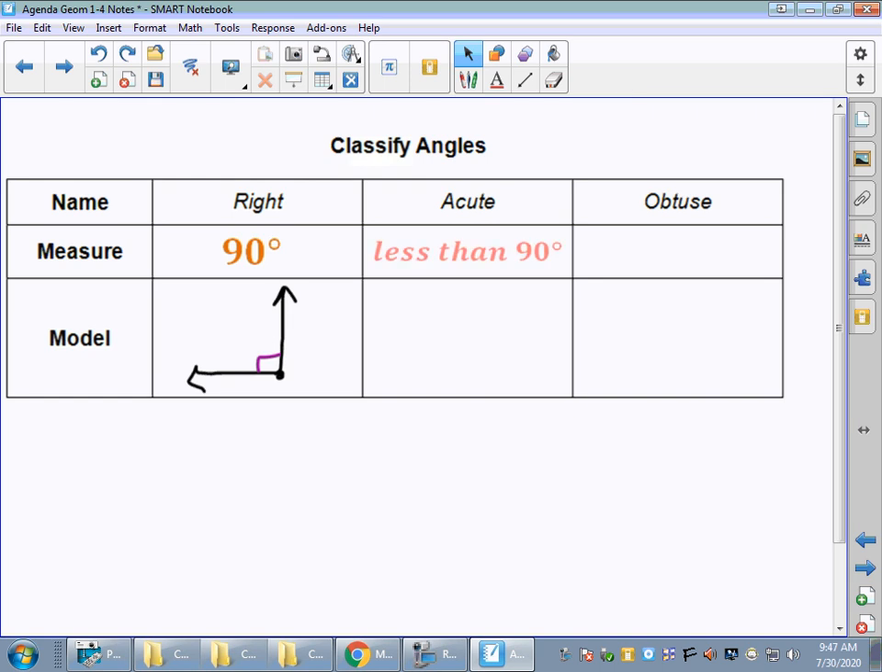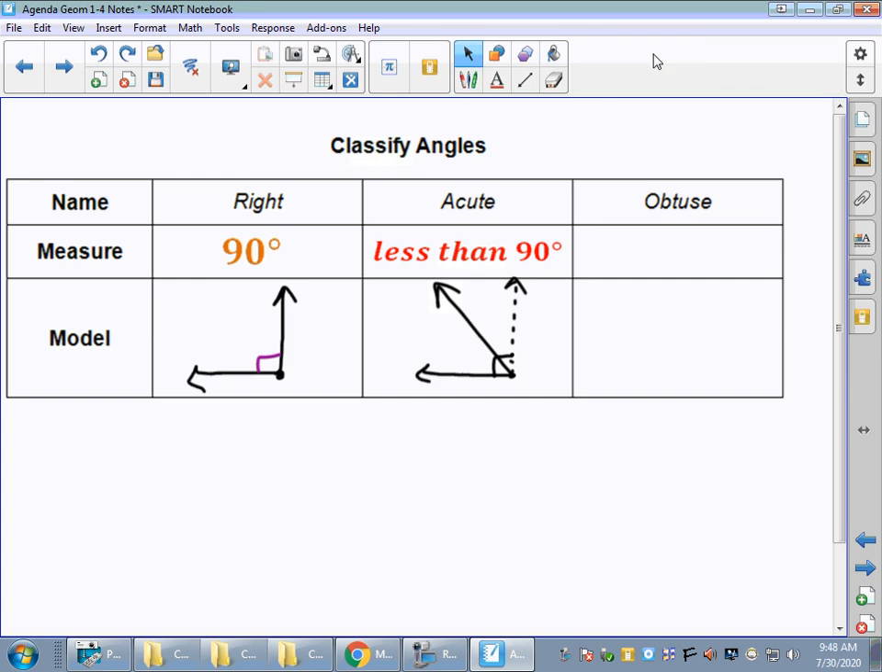Acute means less than 90 degrees. So if I'm going to make a model, I'm going to do the same thing. However, maybe I should make this dotted. That might be smarter. There's my angle, and there's a right angle, and my dotted line is showing where 90 degrees would be. My solid ray in the middle is showing what acute angle I'm looking at. So that might be like 50 degrees or something like that.